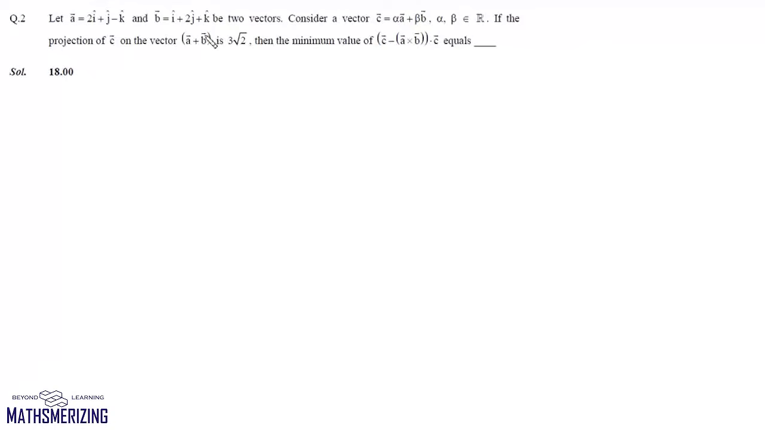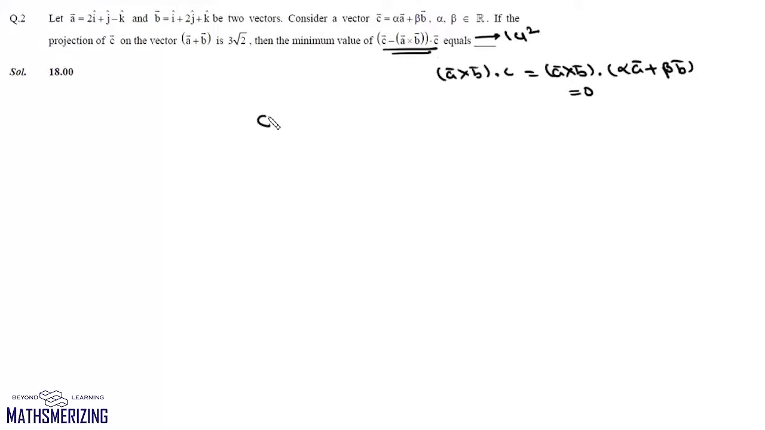Now here the question is, we are given two vectors A and B, and let C be alpha A plus beta B. If the projection of C on vector A plus B is 3 root 2, then the minimum value of C minus A cross B dot C is. Now if we look at A cross B dot C, it will be A cross B dot, now C is alpha A plus beta B. A dot A cross B is 0 and B dot A cross B is also 0. So this is 0. So that means here we just need to find the value of mod of C square.